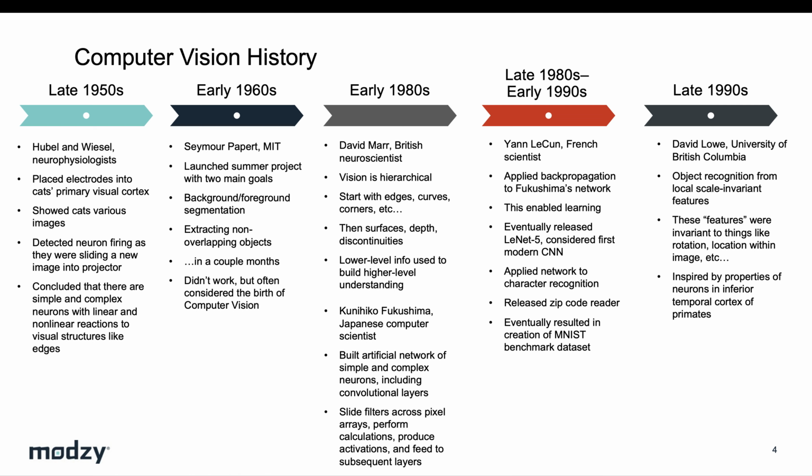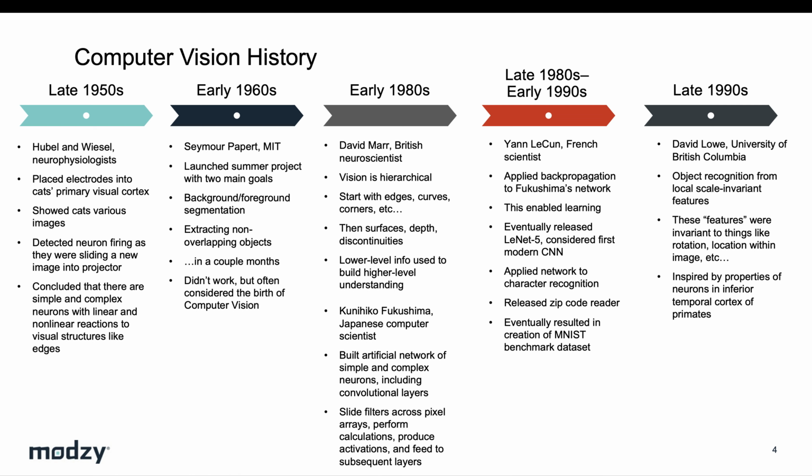And his work eventually resulted in the creation of a very, very popular benchmark dataset called MNIST, which is used for benchmarking character recognition algorithms. So that was really a huge step forward, as we'll see in a little bit. Those concepts were really used by computer vision scientists later on.